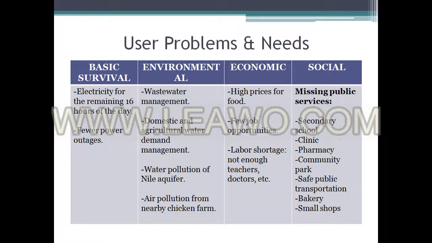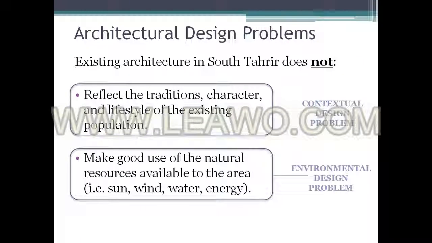The most pressing problems are environmental ones. They have a waste management problem, an agricultural water demand management problem, some air and water pollution, and energy problems. But on the architectural level, not the environmental level, their buildings do not make good use of the resources that are available. Again, poor daylighting, poor ventilation.